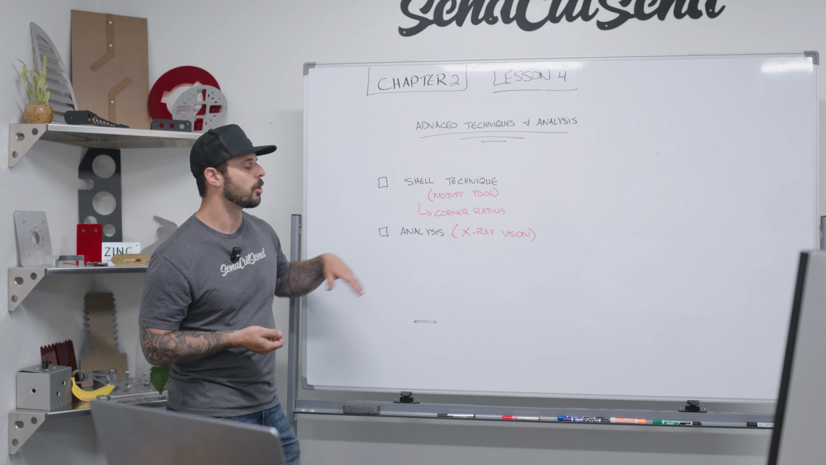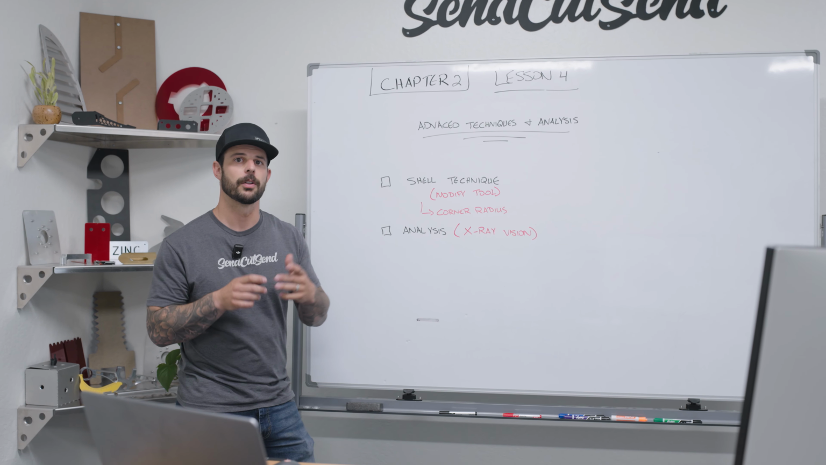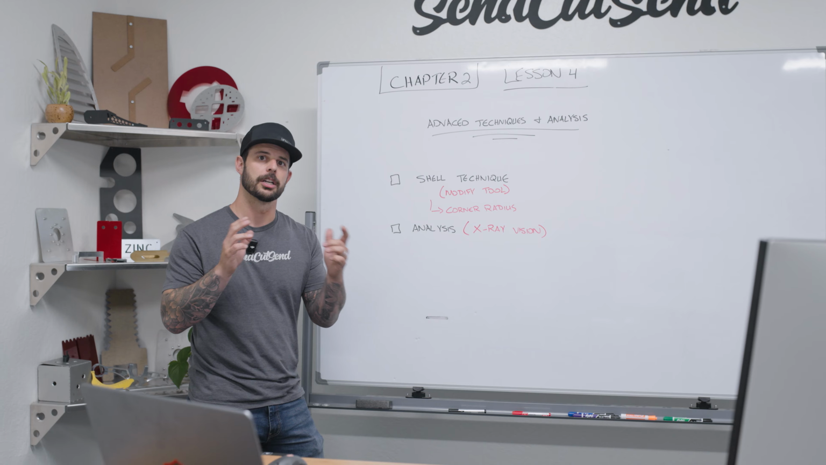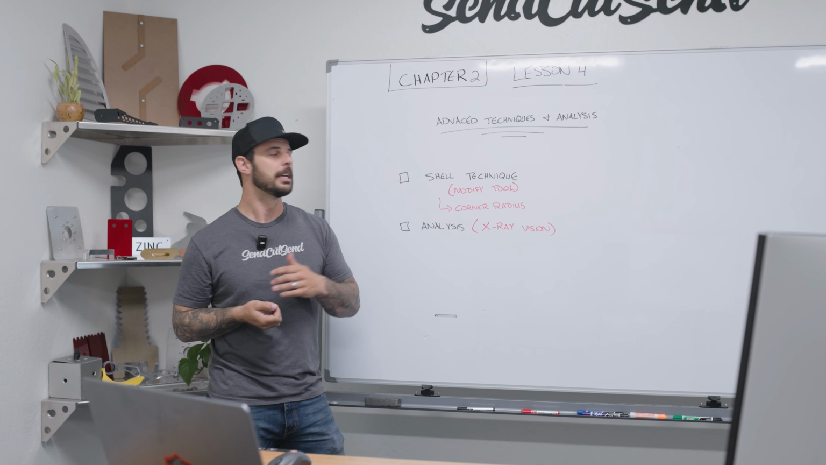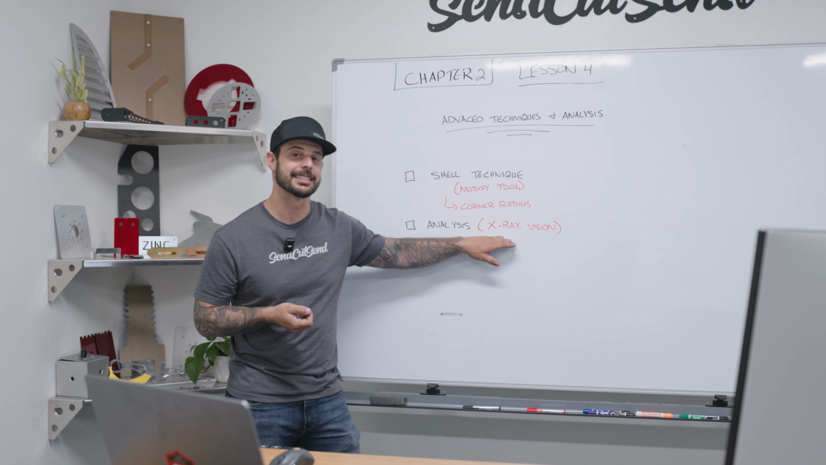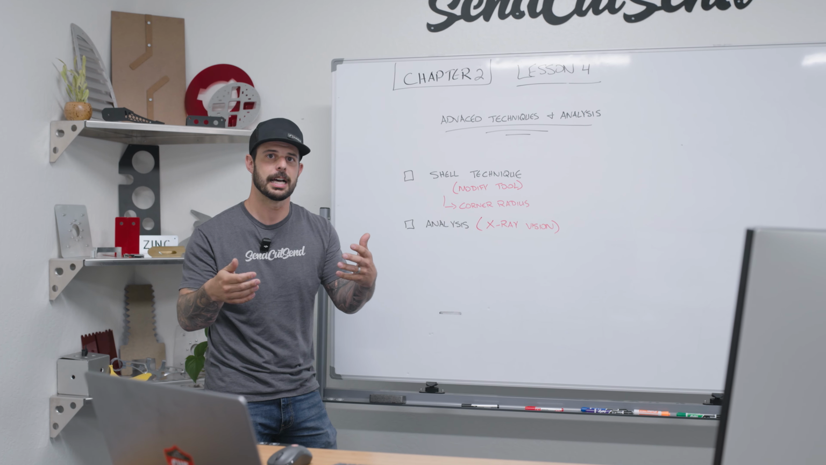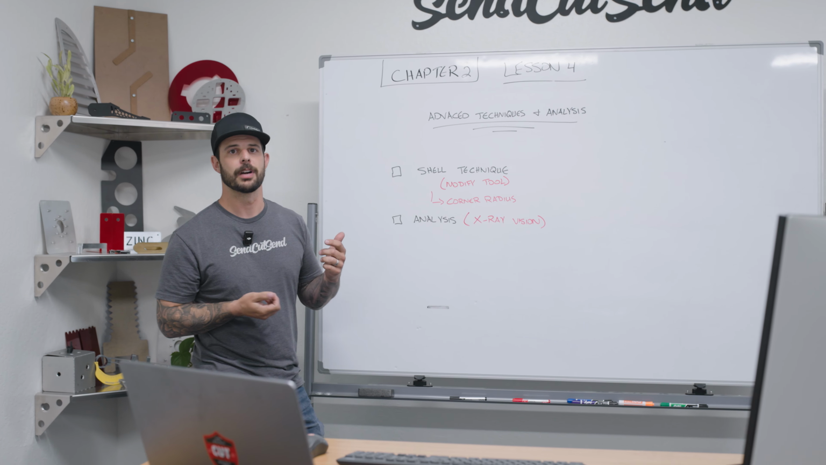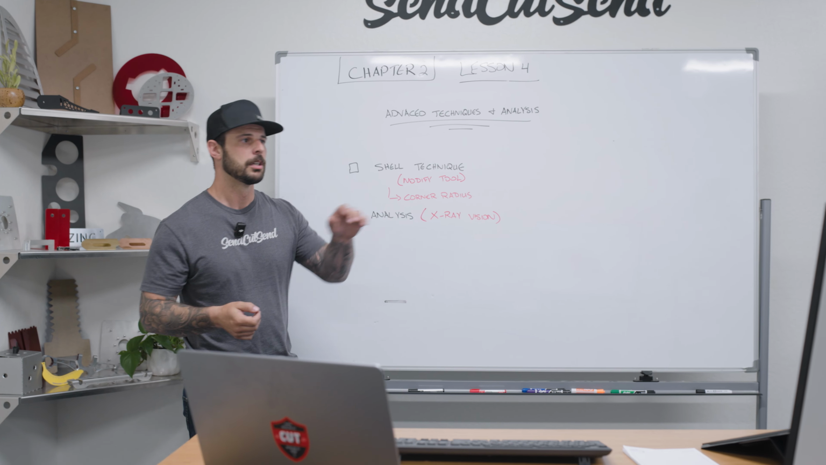The last thing that we're going to go over is the analysis tool. Now, a lot of times it's really hard to understand how two objects are interacting. This creates a cross-section, giving us X-ray vision on what's going on on the inside, making us understand the environment that we're working in even better. So let's jump into CAD here and get going.